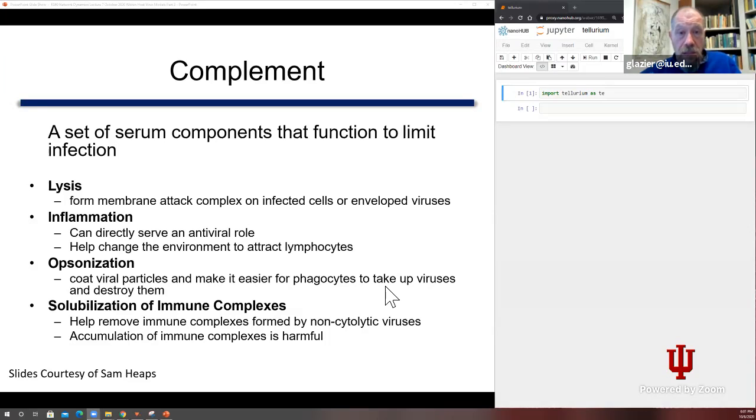So the host already has a variety of components not in the adaptive immune system, but in the innate immune system that are present that serve as sort of generic ways of trying to protect against viruses. If you've been exposed to that virus before or a similar virus, you may also have specific antibodies that bind to that specific virus and make these processes more efficient. But there are some generic mechanisms, biochemical and mechanical mechanisms, that exist to clear the virus out of the circulation.